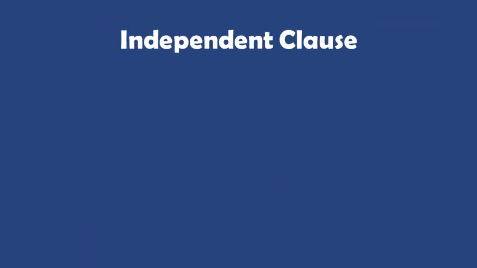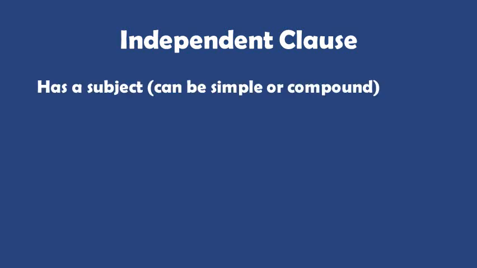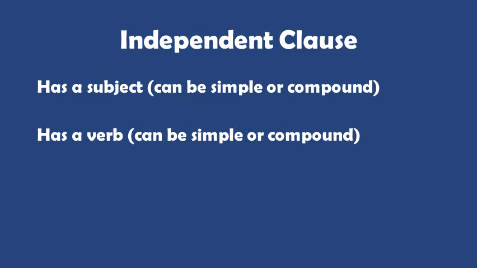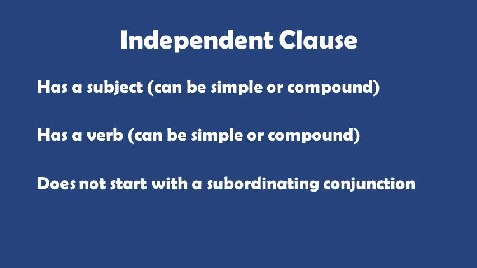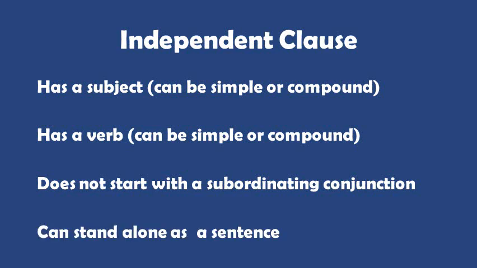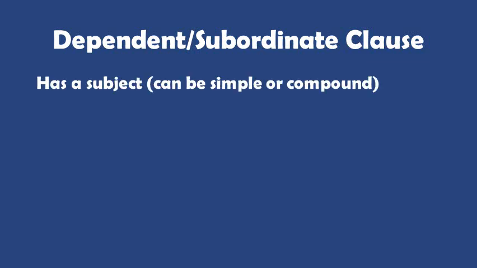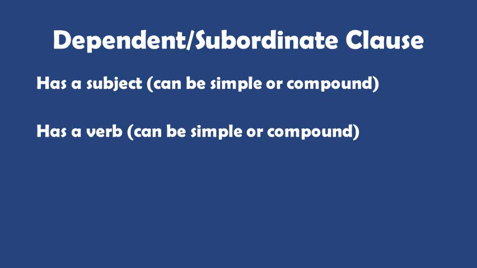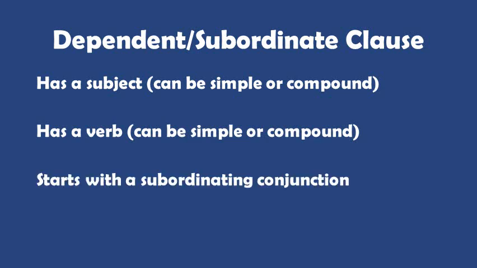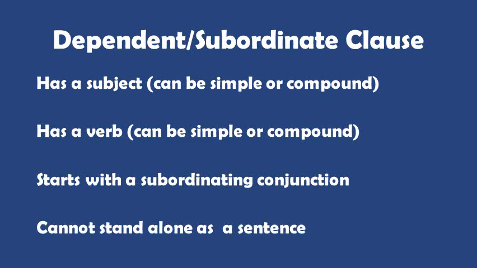Let's review. An independent clause has a subject that can be simple or compound, has a verb that can be simple or compound, does not start with a subordinating conjunction, and can stand alone as a sentence. While a dependent or subordinate clause has a subject that can be simple or compound, has a verb that can be simple or compound, starts with a subordinating conjunction, and cannot stand alone as a sentence.